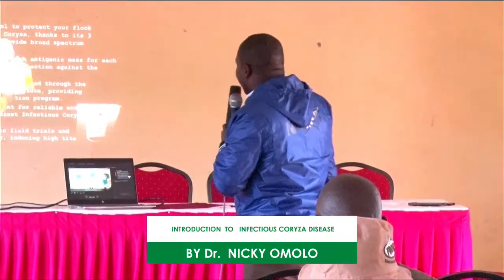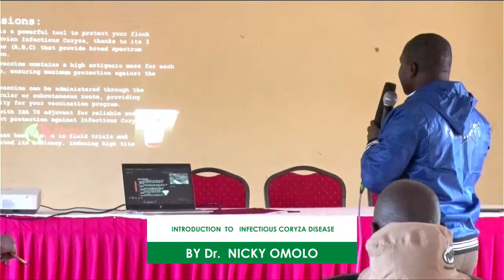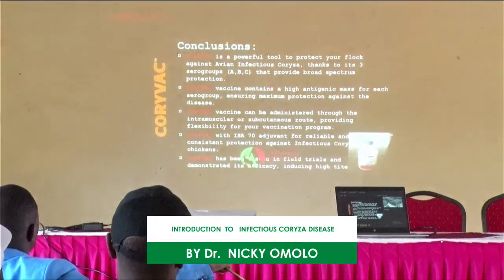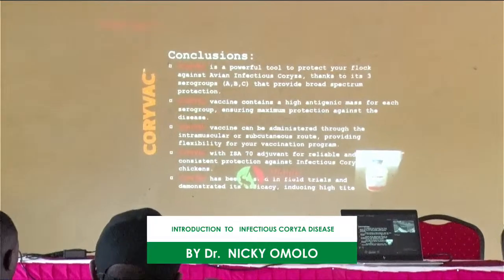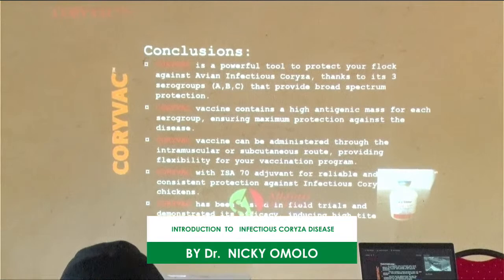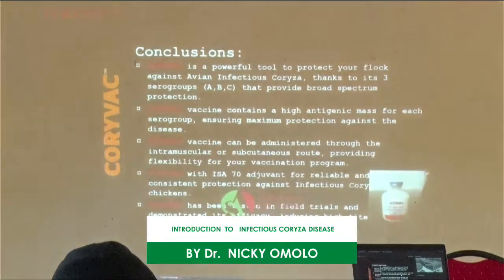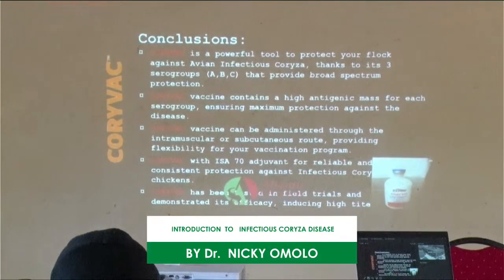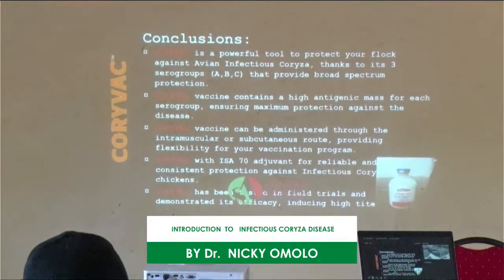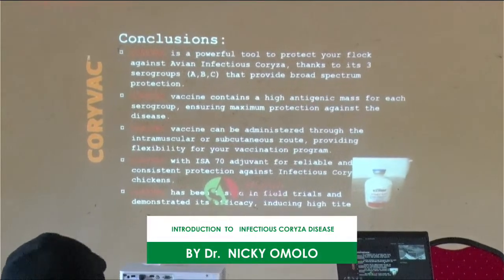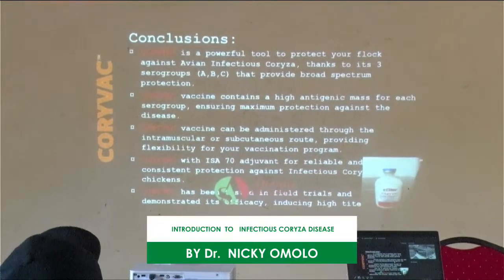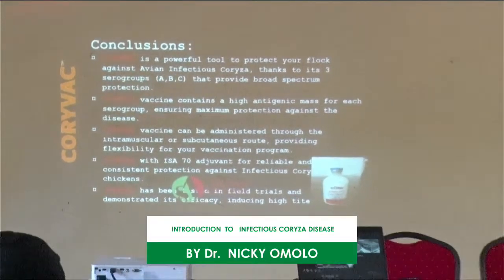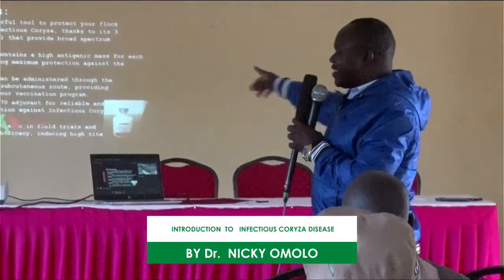Good. So I think we are moving on well. In conclusion, Coryvac is a powerful tool to protect your flock against avian infectious coryza, thanks to its 3 serogroups, A, B, C, that provide broad spectrum protection. Coryvac vaccine contains a high antigen mass. I told you it is up to those who remember. It is what? 10 to log 8. Those who are good in arithmetic, go and look at your log books.